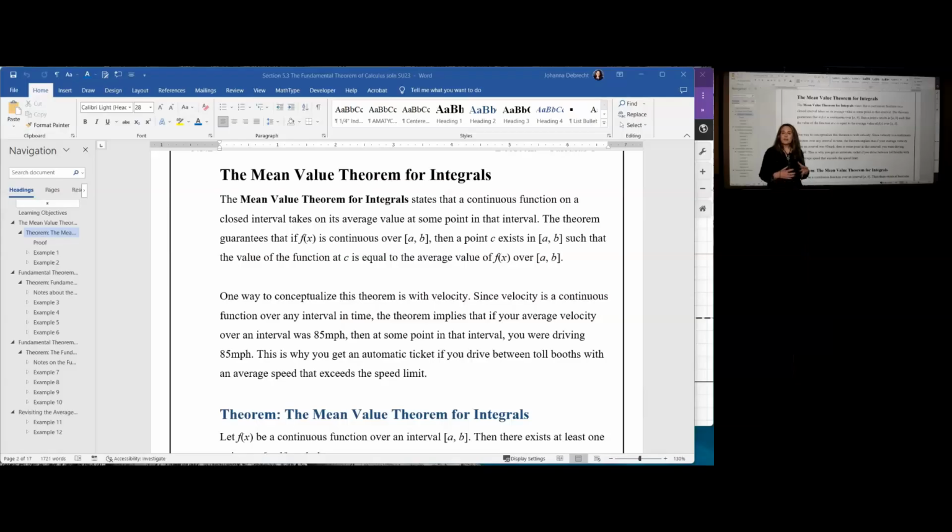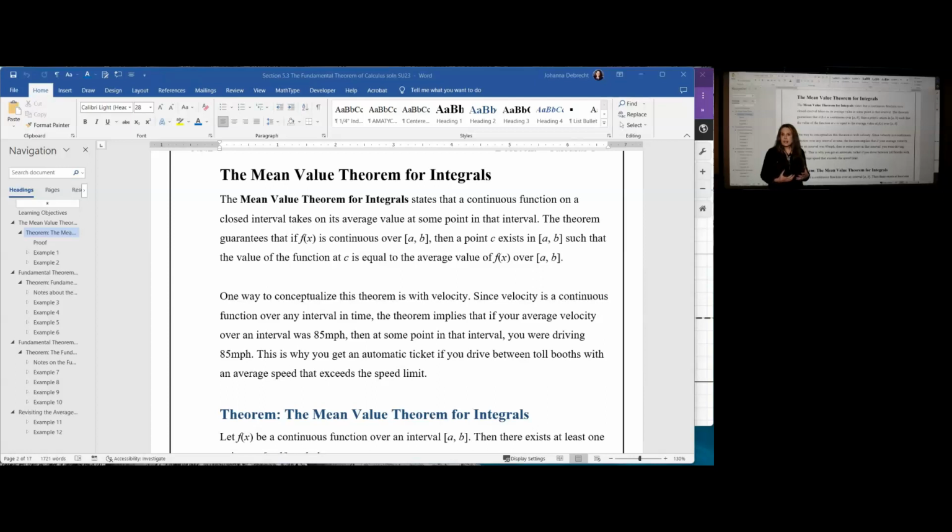We start with the mean value theorem for integrals. Now, to remind you, the mean value theorem says that if you have a function that is continuous and differentiable over an interval, and you connect the endpoints of the interval with a secant line, somewhere between those endpoints, there must be a point where the slope of the tangent line is equal to the slope of the secant line.